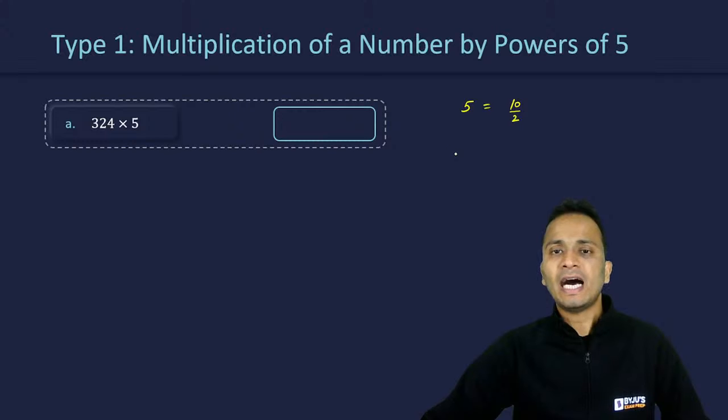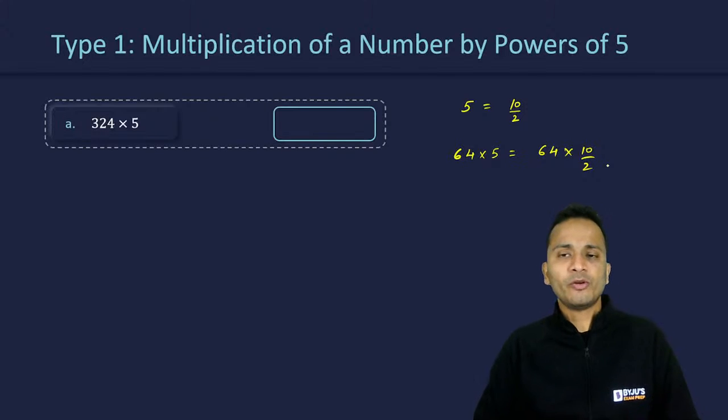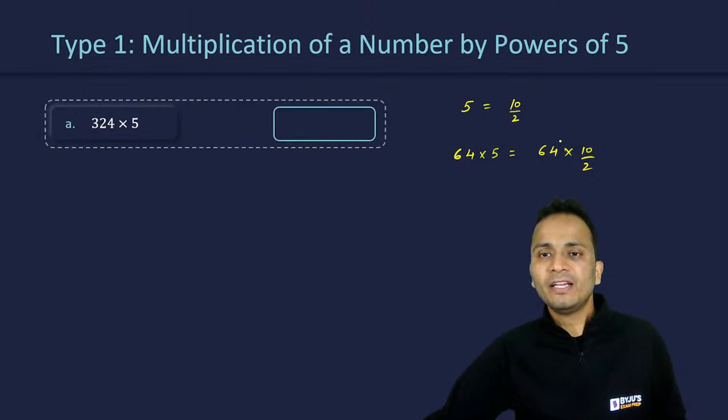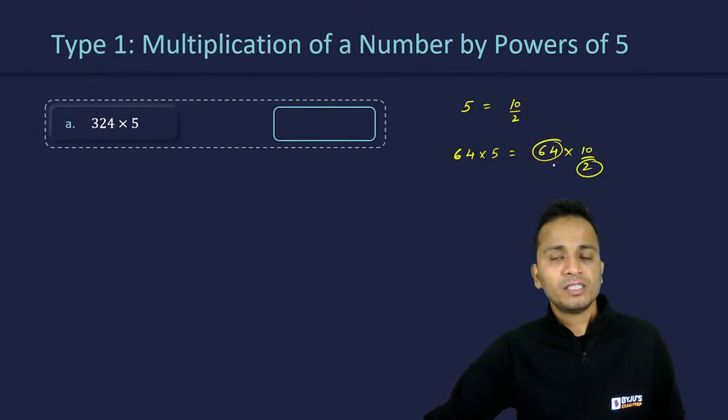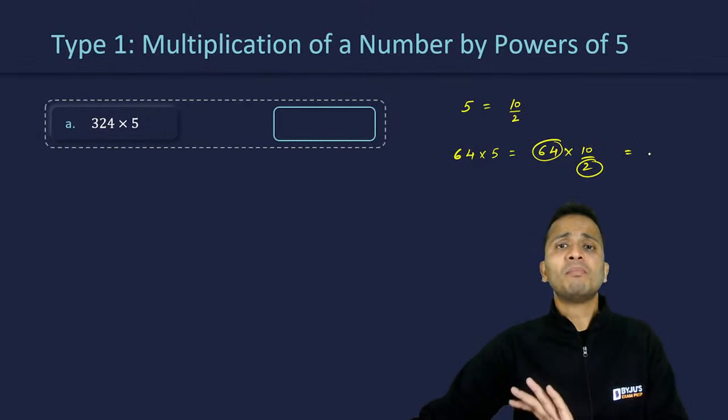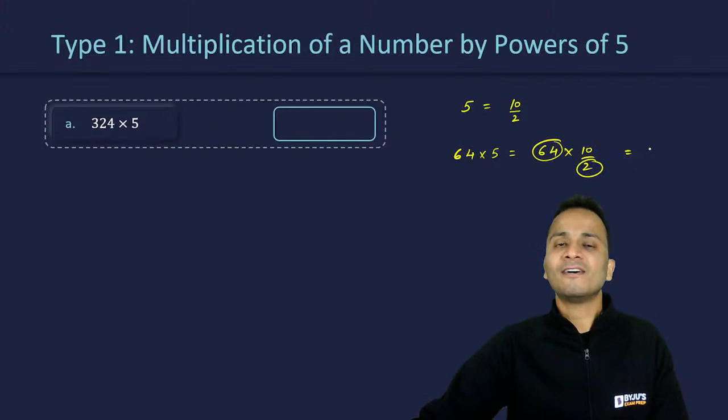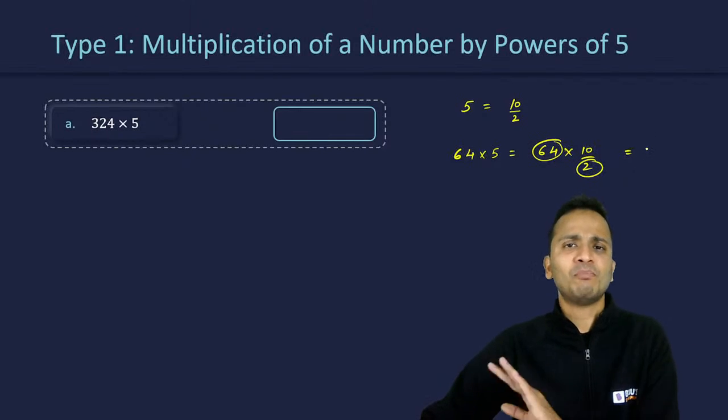Okay, so let's say I want to multiply 64 by 5. So instead of writing 5, I'll replace 5 by 10 divided by 2. Alright, so what you can do is you can divide this number by 2. 64 divided by 2 is 32. डिवाइड बाय 2 करना बहुत आसान होता है. ठीक है, 2 से डिवाइड करना, 4 से डिवाइड करना, 8 से डिवाइड करना बहुत इजी होता है.